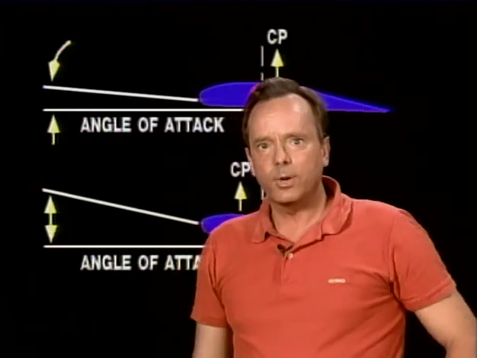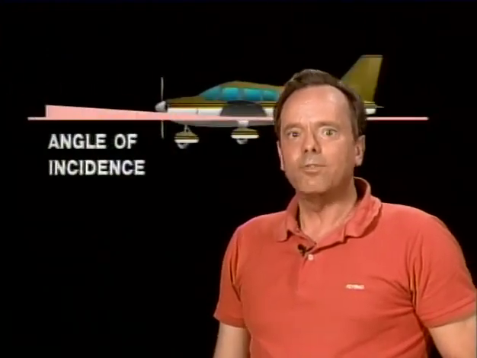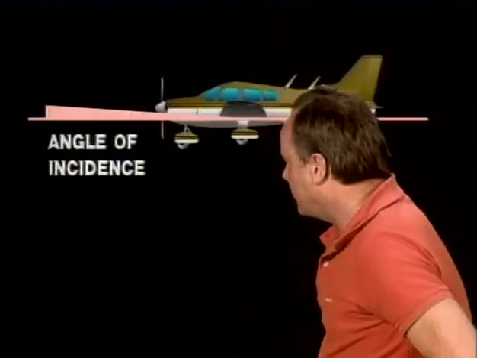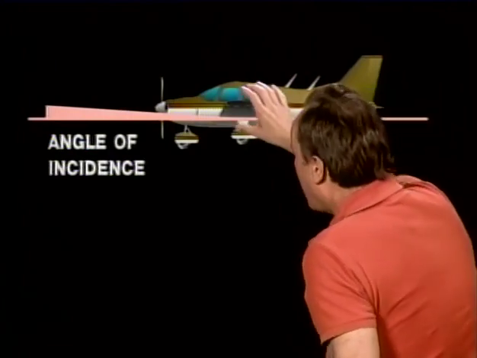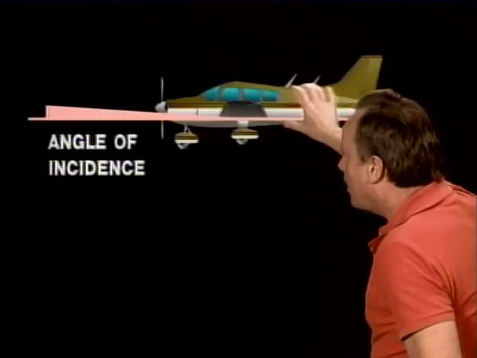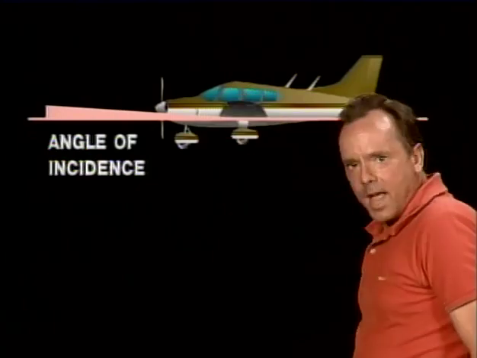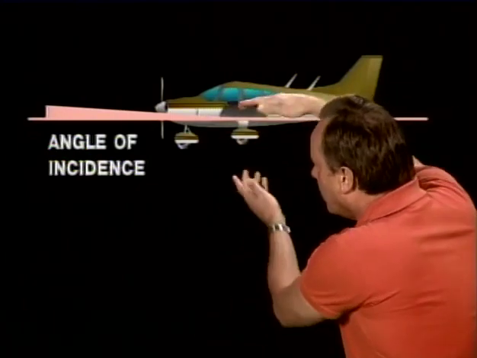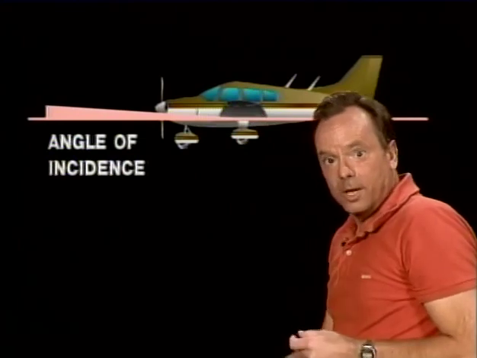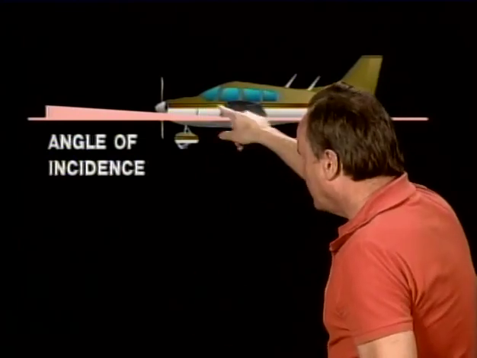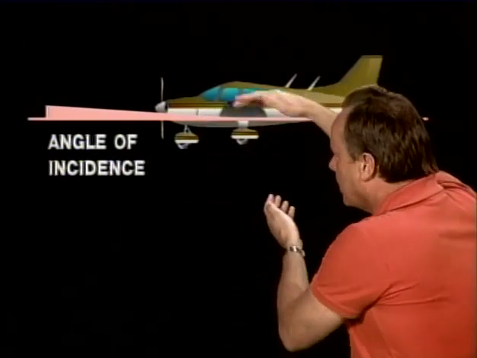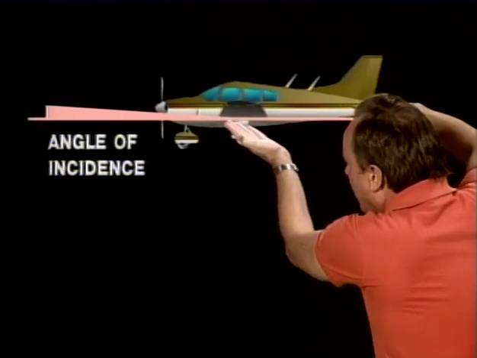Now, another concept we need to talk about is angle of incidence. And the angle of incidence has to do with how the wing is mounted on the aircraft. And it's the angle between the chord line of the wing, that's the line that we talked about earlier from the leading edge to the trailing edge, or the trailing edge to the leading edge, that's the chord line of the wing, and the longitudinal axis of the airplane.